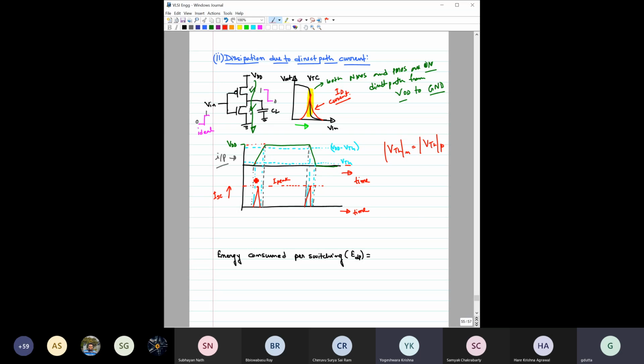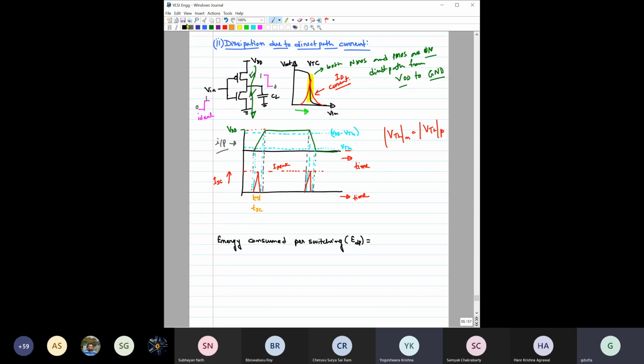We will also say this time duration is T of SC. T of SC stands for the short circuit, the time period during which you have a short between VDD and ground. So to represent that, we use T of SC. Then we need to find the energy consumed in part switching, meaning in the rise part as well as in the fall part. How can you calculate it?